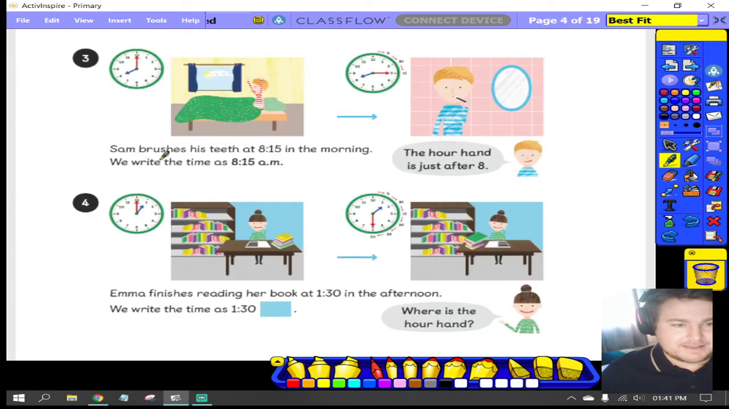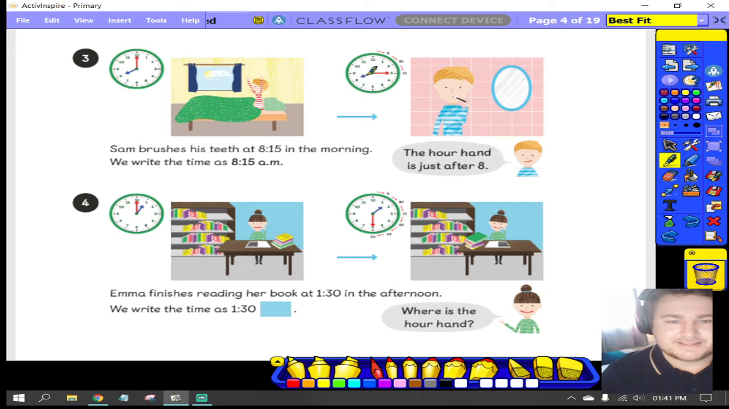Sam, this is Sam, brushes his teeth at 8:15 in the morning. Hours, minutes. Okay, we got that. Oh, so what's he doing here? He's waking up. Look at the time of day. Definitely having a nice stretch, a nice yawn. So he gets up at this time. 8. Oh, no minutes. 8 o'clock. But then we move over to here. Sam brushes his teeth at 8:15 in the morning.